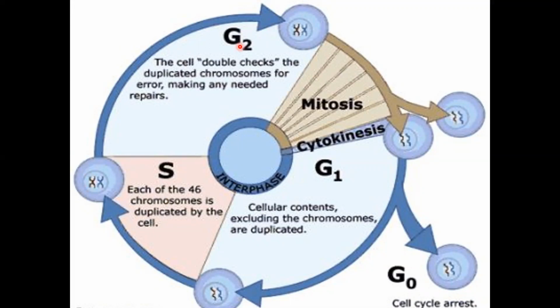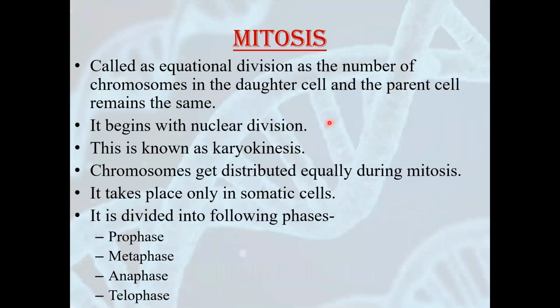What happens in G2? The cell double checks the duplicated chromosomes for error, making any needed repairs. If there is any problem in duplication of DNA or in these sister chromatids, in G2 phase there will be checking of these problems and there will be repair. And then there is M phase, that is the mitosis phase.